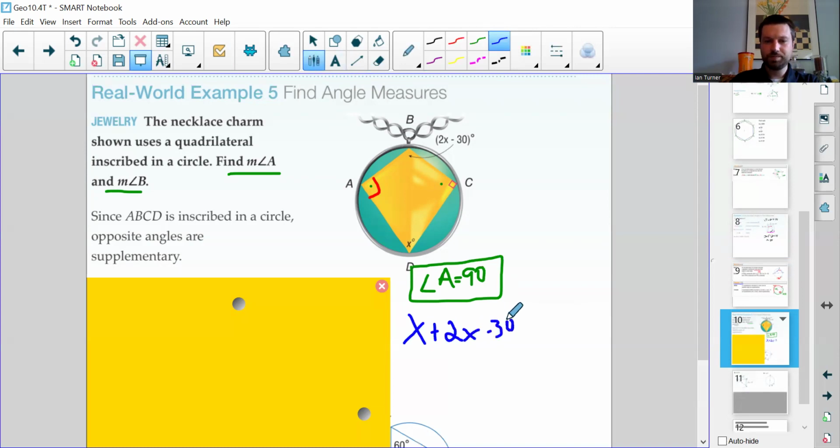And what does this equal? Stone, what do you got? 180? Yeah, Stone's awake back there. Thank you, Stone.